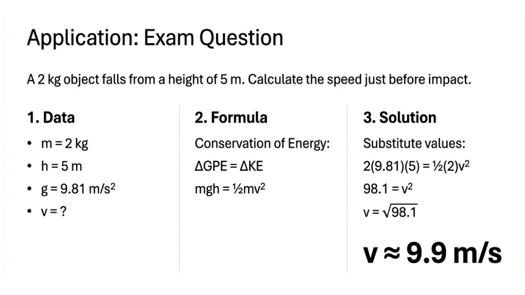Using the formula mgh equals half of mv squared, we plug in the mass, gravitational acceleration, and height, then solve for the velocity. That gives us 2 times 9.81 times 5 equals 1/2 times 2 times v squared, simplifying to 98.1 equals v squared. Taking the square root, we find the speed is approximately 9.9 meters per second just before impact. This shows how energy conversion helps us determine motion in free-fall situations.